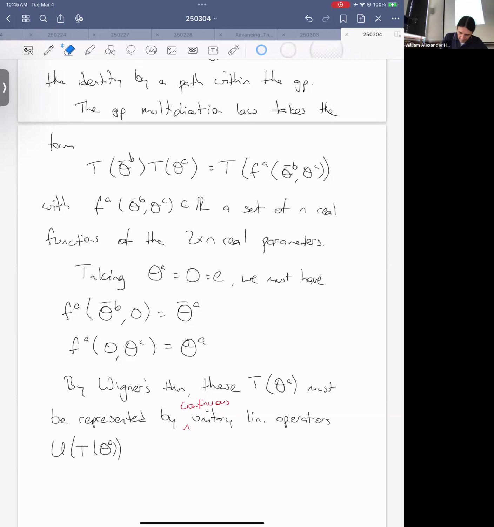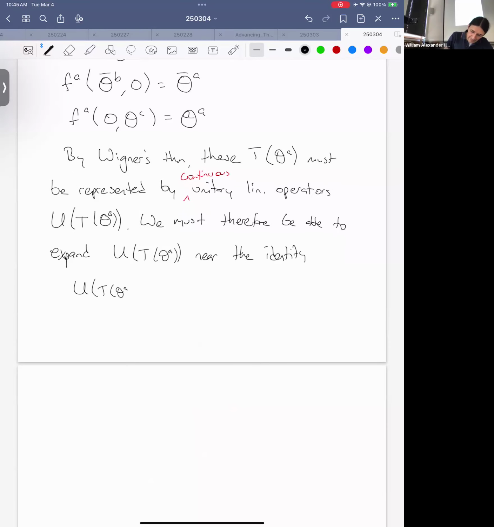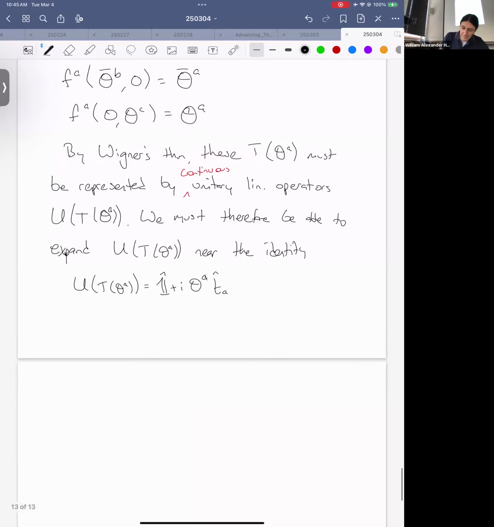So we must therefore be able to expand U of T of theta A near the identity. So U of T of theta A must be equal to 1 plus i theta A T A plus 1/2 theta B theta C T BC plus order theta cubed.